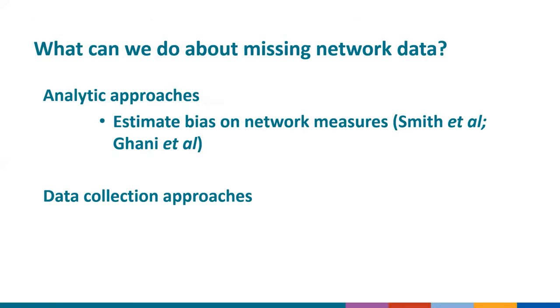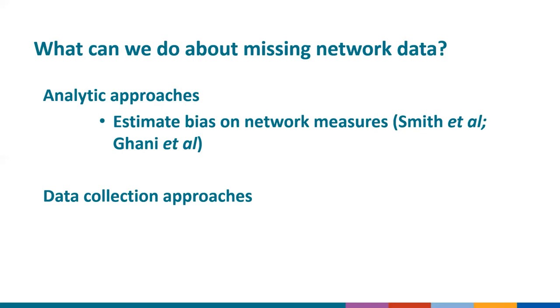So what can we do about the missing data? Well, there are several different analytic approaches to try, some of which involve trying to estimate the amount of bias due to missing data on network measures. There are a number of examples in the literature, but two that I've listed here, Smith et al. and Gagne et al., use HIV and STI contact tracing data to examine bias on network measures. And we can also try to address missing data by improving data collection.